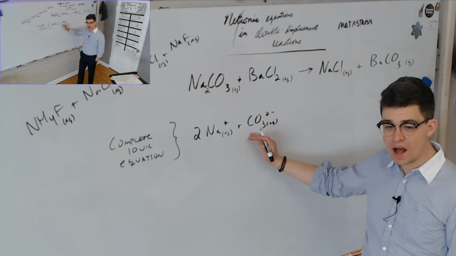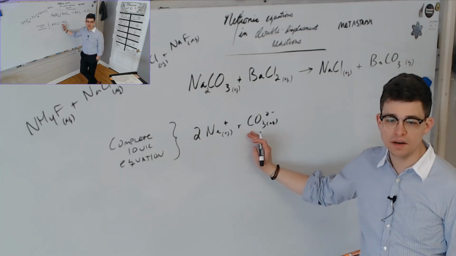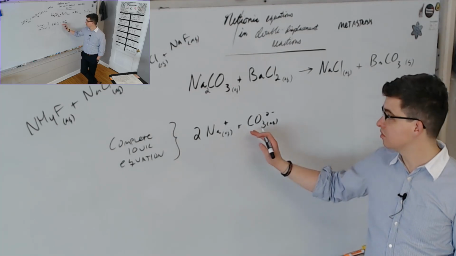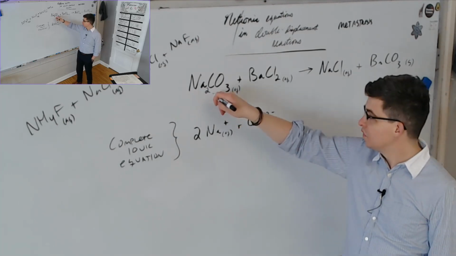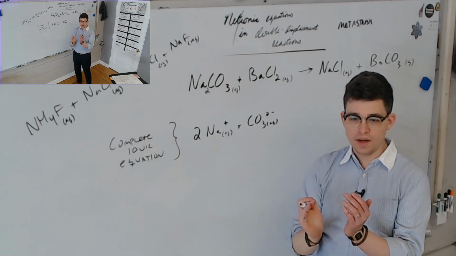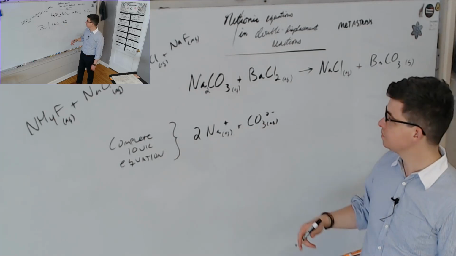We keep the ions together. We don't break up this because remember, a polyatomic ion is molecularly bonded. It is covalently bonded. So even though it's involved in an ionic bond, the carbon and the 3 oxygens themselves are covalently bonded together. They don't break up. So we just write the polyatomic ion here, carbonate.